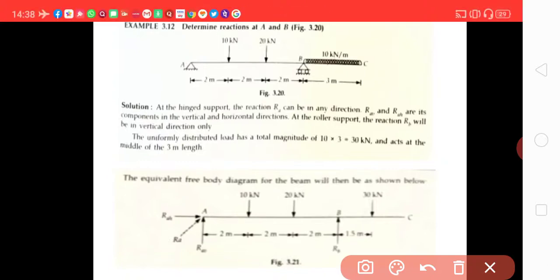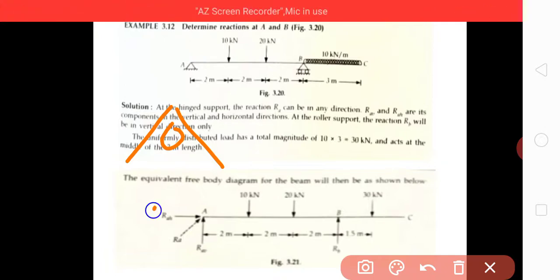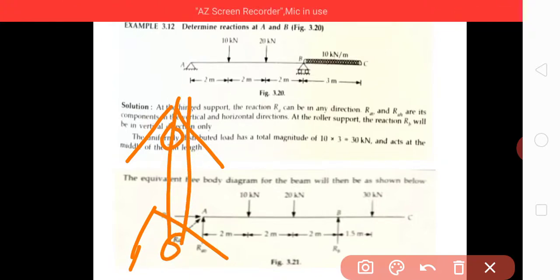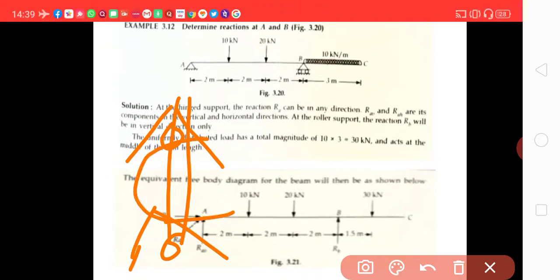First of all, we have to convert this uniformly distributed load into point load. And you find that this hinge joint means it is having a bracket like this, which will have a hole like this, and another bracket here like this, there will be a shaft across it, and a beam will be just getting across it like this.